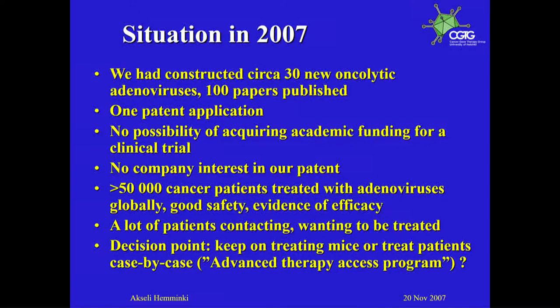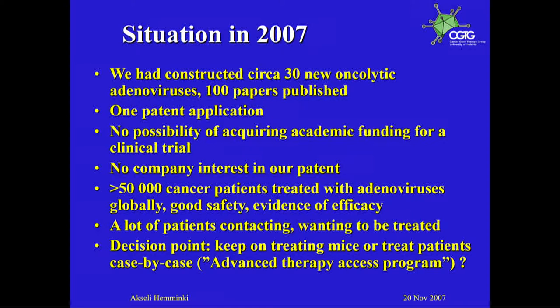And so as you can see from the font of the slide, I'm now going backwards to 2007, to our own situation. So at the time we had constructed about 30 different oncolytic adenoviruses. We'd done a lot of scientific work, published 100 papers. We had one patent application, but there was no possibility of acquiring academic funding for a clinical trial with a new drug, and we couldn't get any company interested in our patent.